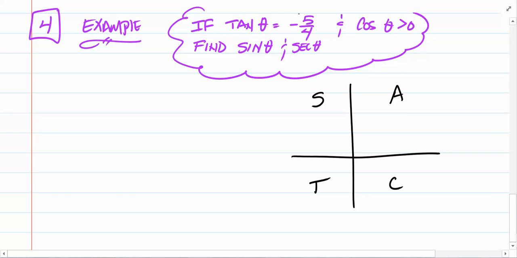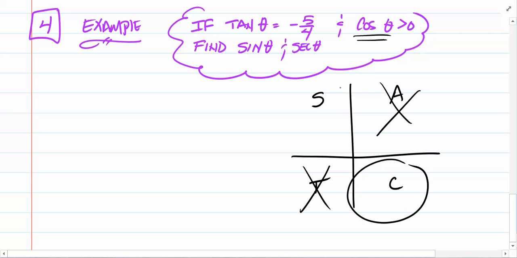Check it out. If we know tangent is negative, where can it not be? It can't be quadrant 1, and it can't be quadrant 2. Okay? So that means it can only be in quadrant 3 or 4. How do we determine which one it is? Cosine is greater than 0, meaning it's positive. So where is it? 4. So we are in quadrant number 4.